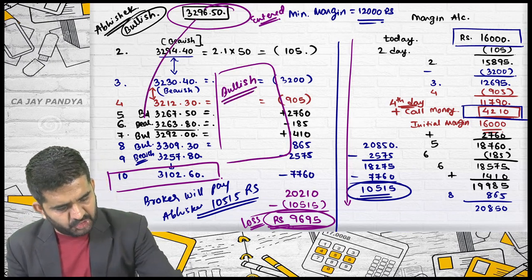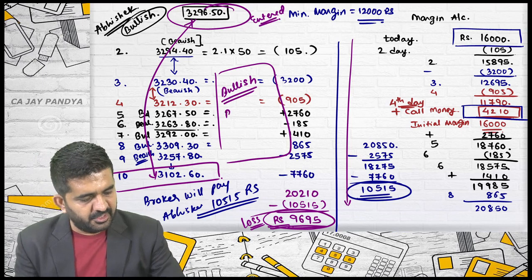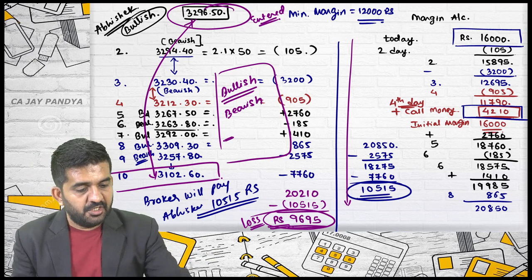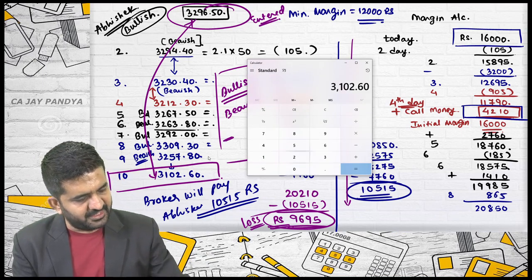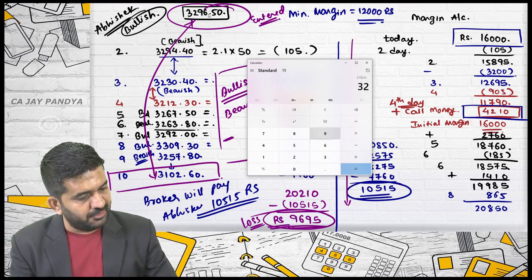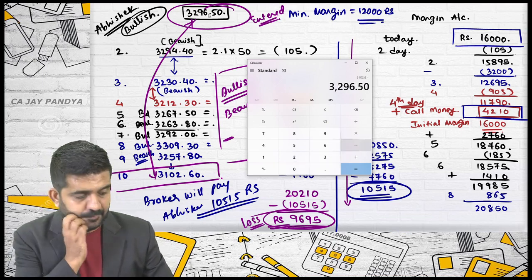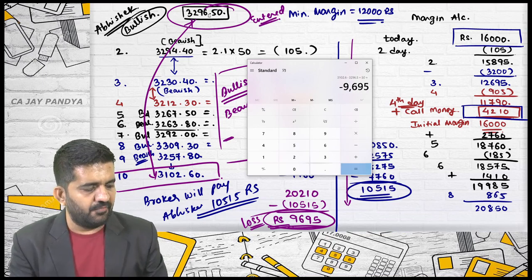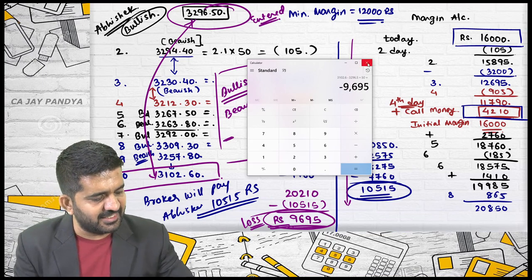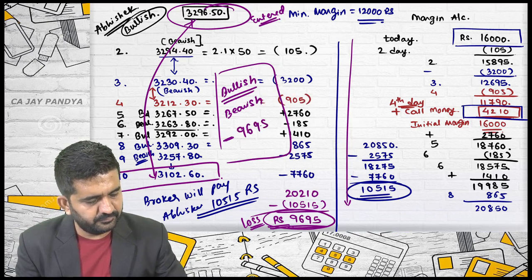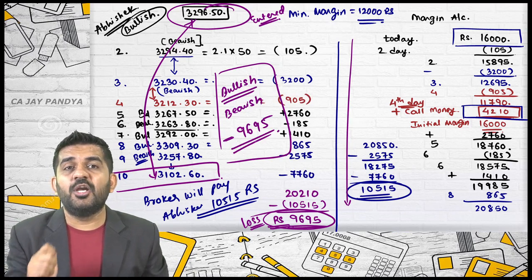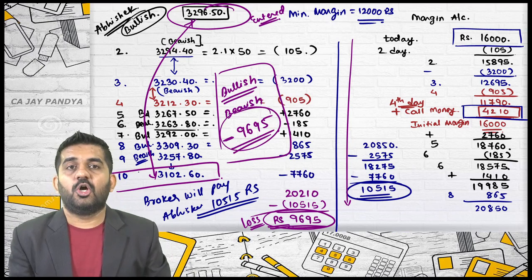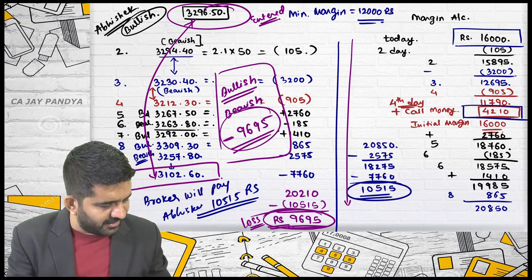The market, compared to this, is bearish. So, you will lose money. How much? The difference between these two. 3102.60 minus 3296.50, multiplied by 50. What you will be losing? 9695 will be your loss. If the settlement was done on maturity, this would be your loss. If you have done mark to market, this is your loss.